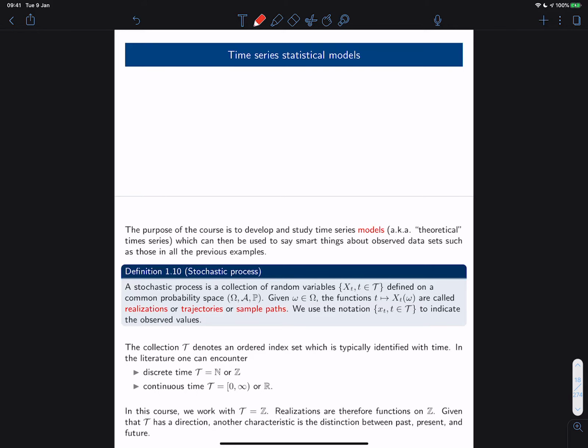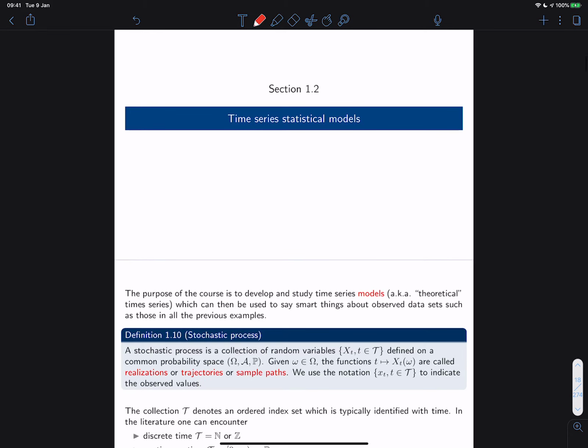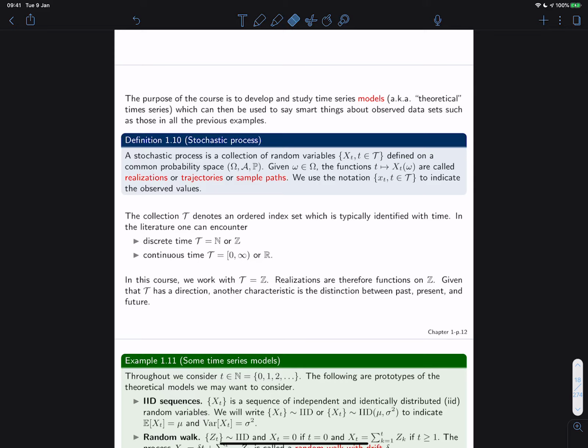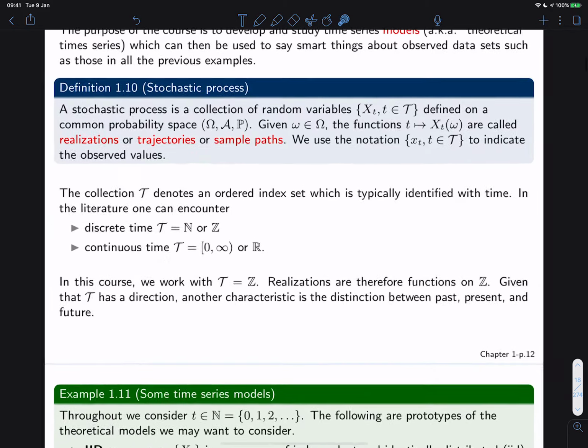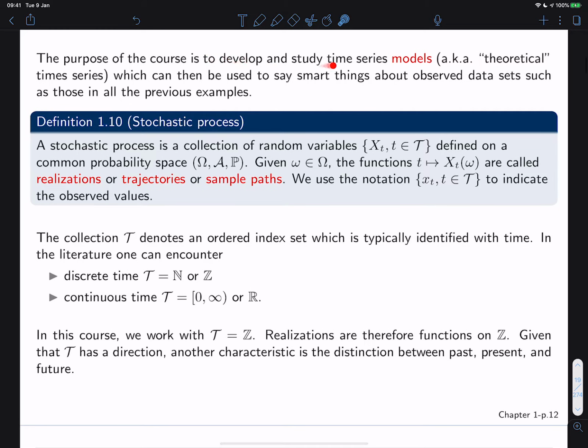So, let's speak a bit more about time series statistical models. The purpose of the course is to develop and study theoretical time series. The more we develop our understanding of the theory behind the data production process, the smarter the things we will be able to say about the observed data sets.